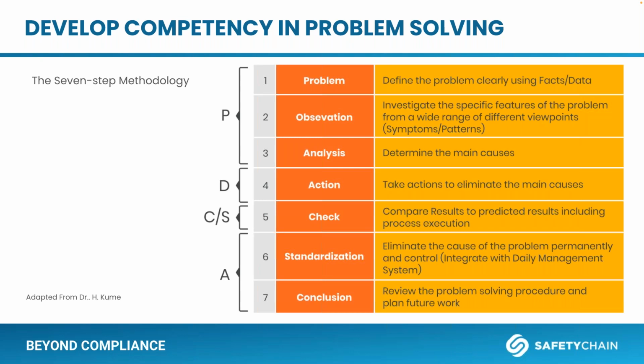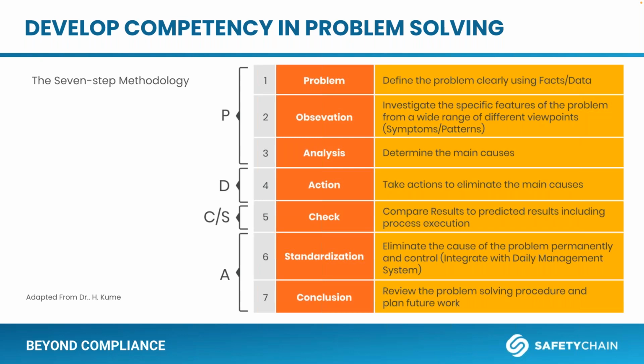Then we observe the problem. We go investigate. We start asking ourselves, what's happening? Where is it happening? When's it happening? Who's it happening to or by? And Aaron, you mentioned a little bit of that, narrowing it down to maybe a particular line or a shift, potentially. Then we do our analysis. What are the causes? So the causes of potentially unplanned downtime. Let's identify those causes and start potentially developing a theory around root cause.